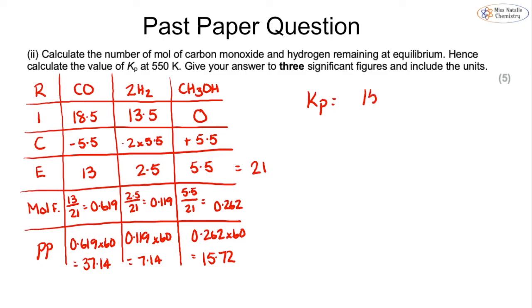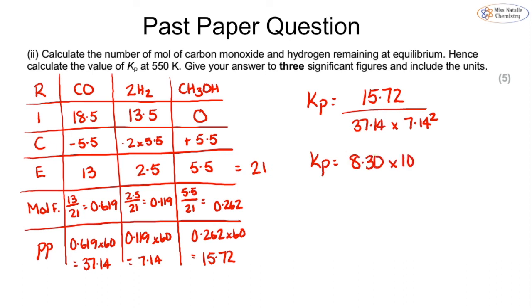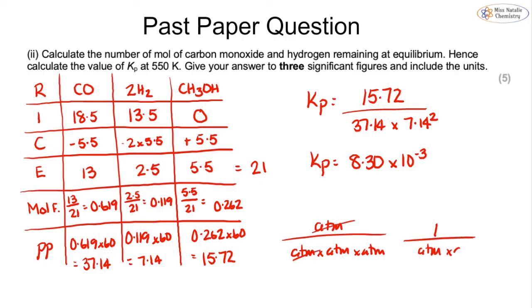So we have 15.72 for the methanol over the 37.14 multiplied by the 7.14 for the hydrogen, and remember that is squared, and Kp therefore equals 8.30 times 10 to the minus 3. And for my units, I'm going to have atmospheres at the top over atmospheres times atmospheres times atmospheres. These two cancel out, so it becomes 1 over atmospheres times atmospheres.